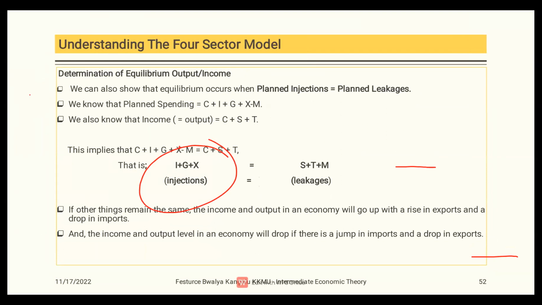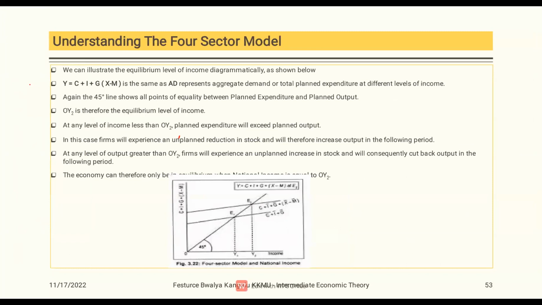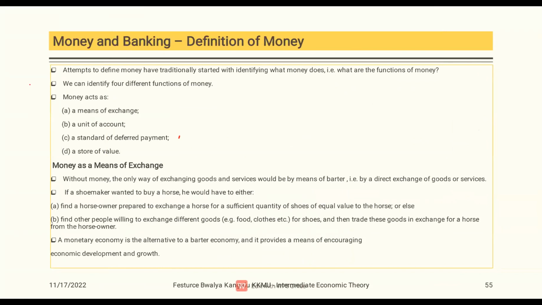Injections are here. You know, injections are investment plus government plus exports. Then leakages or withdrawals are savings, taxes, and imports. They are both leakages. They are a withdrawal from the economy. Okay? Yes, otherwise, that's what is there actually.